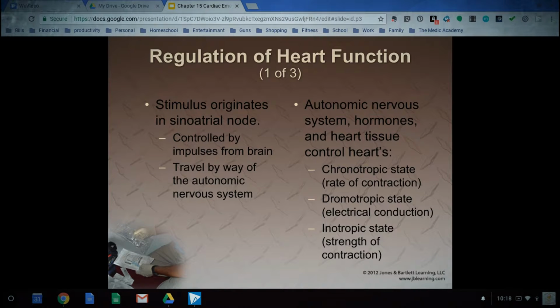So the stimulus originates in the SA node, or the sinoatrial node, and this is controlled by impulses from the brain traveling through the autonomic nervous system. And this autonomic nervous system, as well as hormones and heart tissue, control the heart's chronotropic state, dromotropic state, and inotropic state. Now, when we talk about the chronotropic state, we're talking about the rate of contraction. The dromotropic state, we're talking about the electrical conduction. In the inotropic state, we're talking about the actual strength of contraction. So these three things are controlled by the autonomic nervous system, hormones, as well as heart tissues themselves.